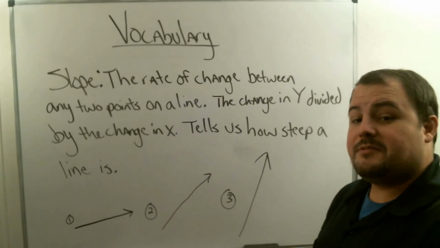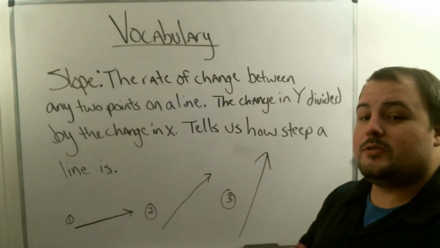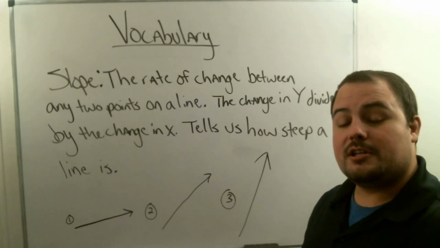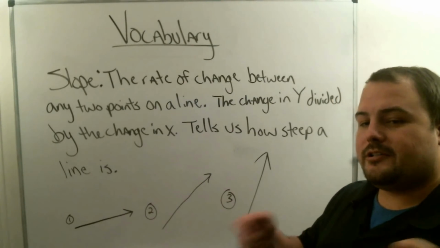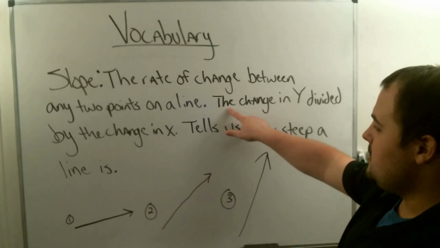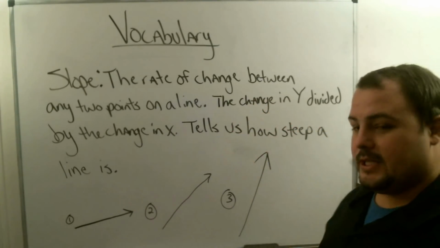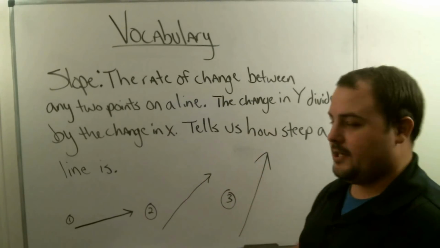Alright, for our vocab today we have one definition, and that's slope. It's the rate of change between any 2 points on a line. So again, you just heard rate of change. We did the lesson of rate of change in the previous one, and that's the change in y divided by the change in x. What slope does is it tells us how steep a line is.